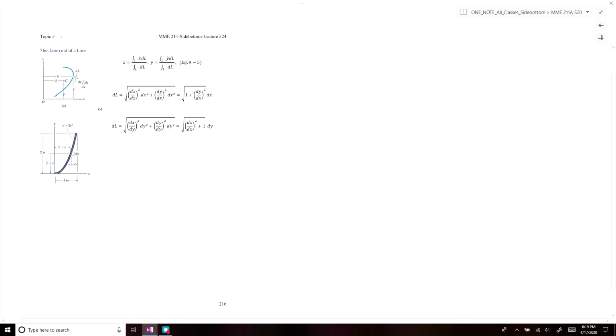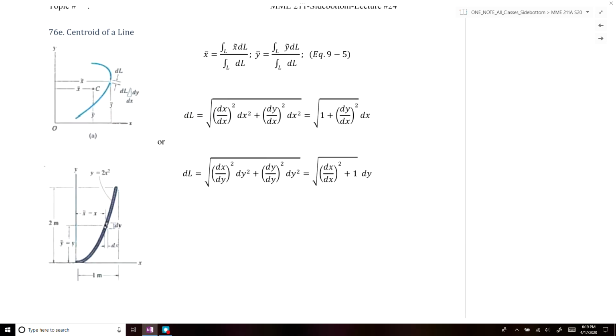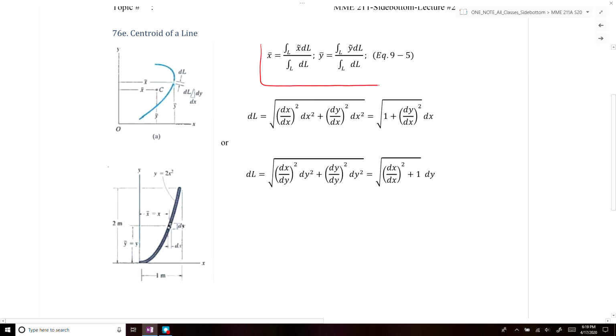So the last type of system that you would need to determine its centroid, or its center of volume, would be the centroid of a line. So a center of a line is defined using this equation here. So in order to define the centroid of our line, we need to define three things: x tilde, y tilde, and the differential line element.